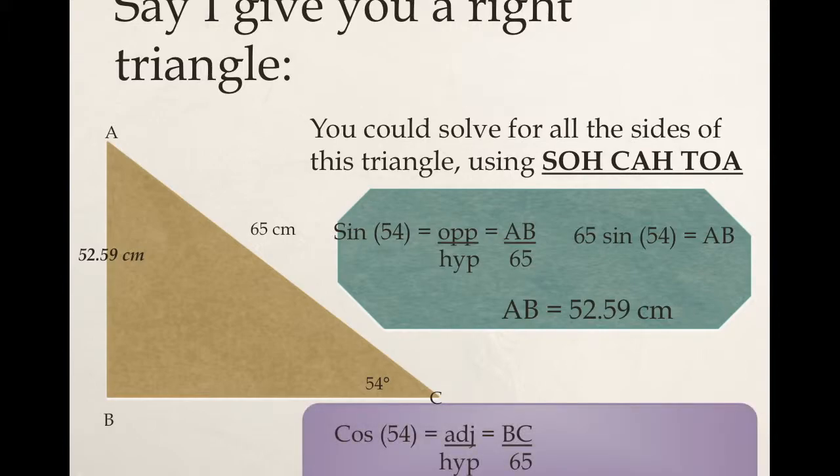Let's use cosine. Let's use CAH. Cosine of 54 is adjacent over the hypotenuse. The adjacent side is the one beside the angle, remember, not the hypotenuse, so it's BC over 65. We cross multiply, we get 65 times cos of 54 to give us BC equal to approximately 38 centimeters. So there we go. We have all of our sides. Awesome. You know all the sides.